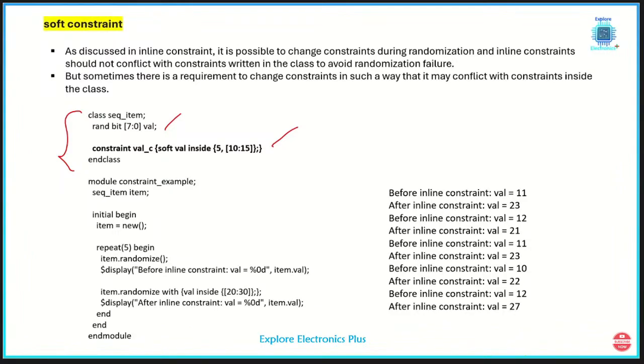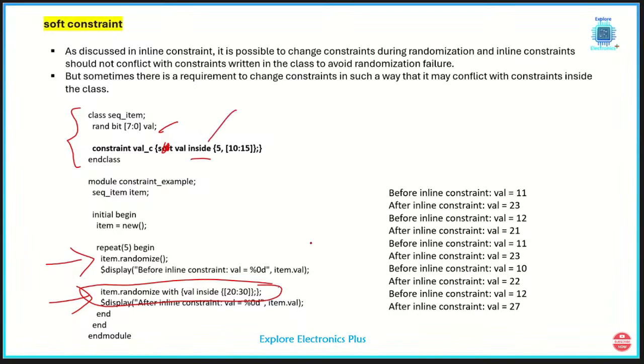That is an inline constraint. The soft constraint is that in a randomization, one more rule is that this is a class, it has a value, and we have written some constraint for that. Suppose while doing the randomization, I use an inline constraint like this. You can see this is an inline constraint. Suppose you don't write it as soft, what happens? There is a conflict between this constraint and this constraint. There should not be a conflict in a randomization. Otherwise, your randomization will fail.